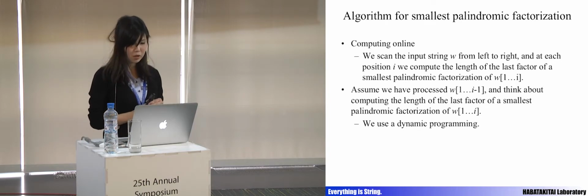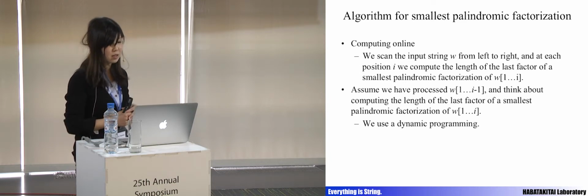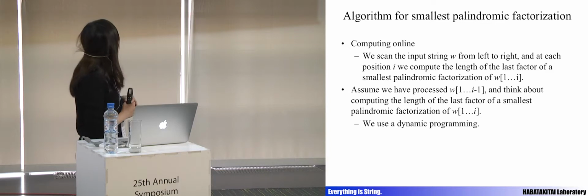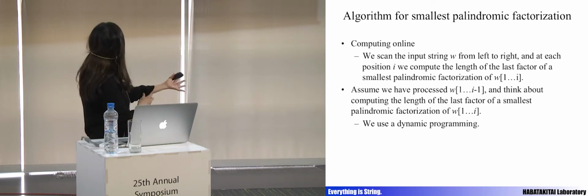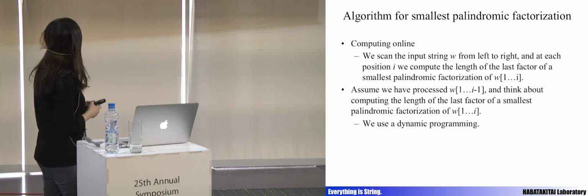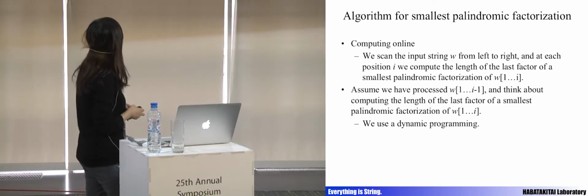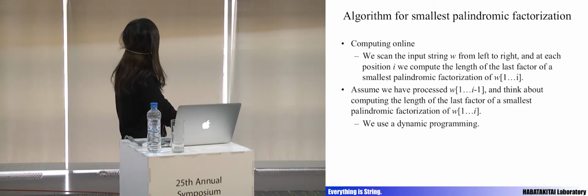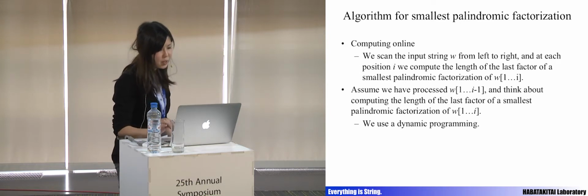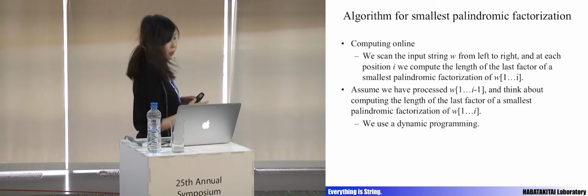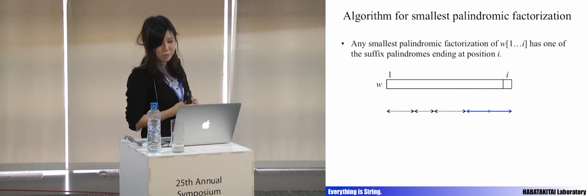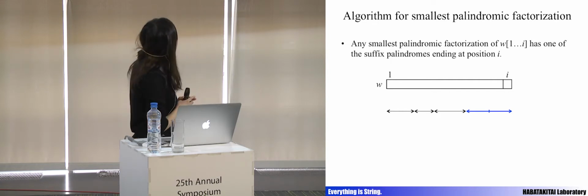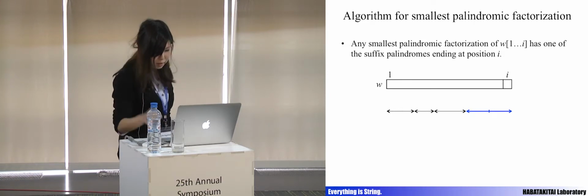We propose an algorithm to compute a smallest palindromic factorization online. Online means that we scan the input string W from left to right, and at each position i, we compute the length of the last factor of the smallest palindromic factorization of W[1..i]. Assume we have processed W[1..i-1], and think about computing the length of the last factor of the smallest palindromic factorization of W[1..i]. We use dynamic programming to compute it. A key observation is that any smallest palindromic factorization of W[1..i] has one of the suffix palindromes as its last factor, like that.